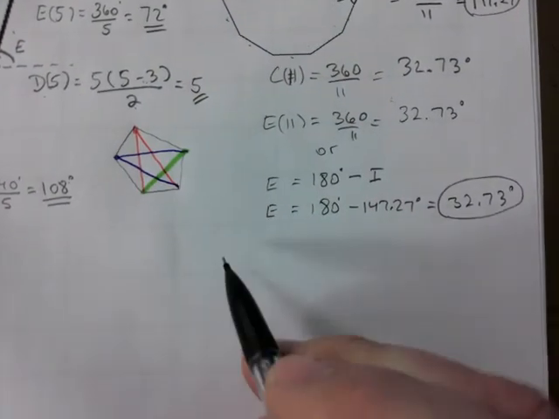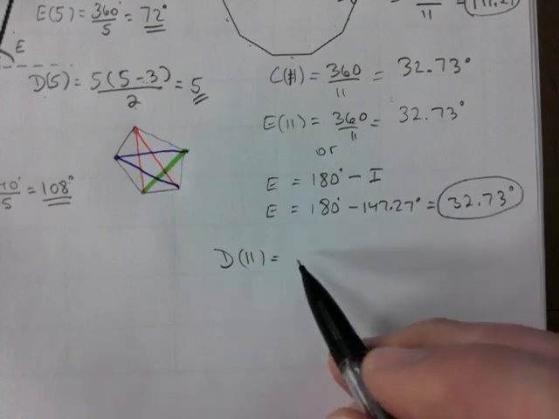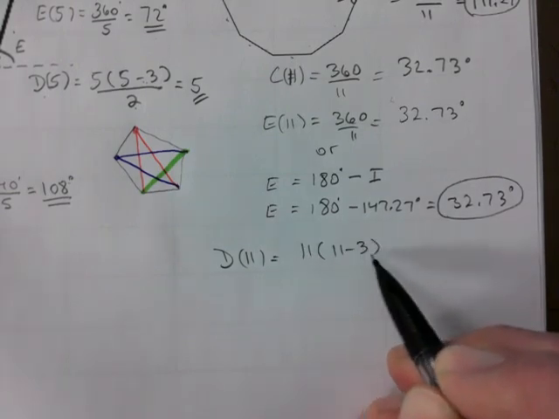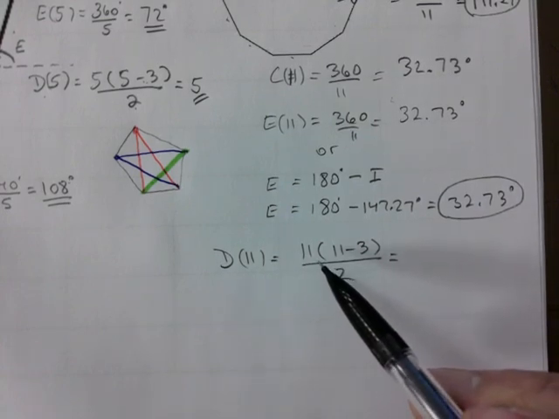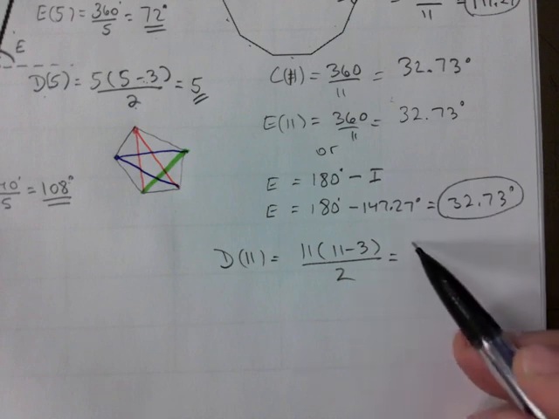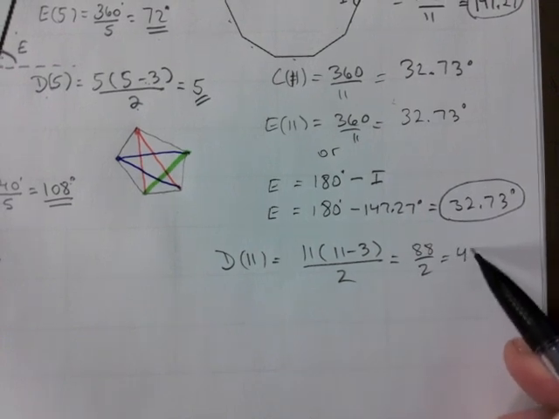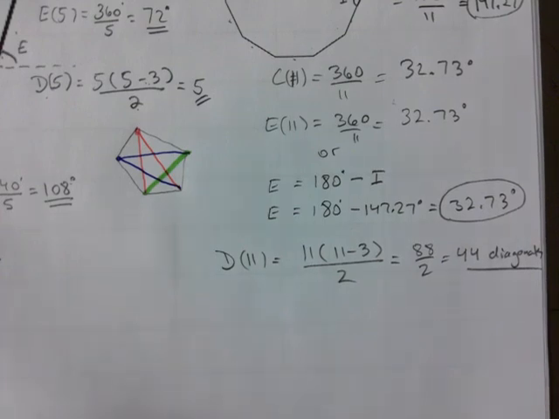And the diagonals, that would be n times n minus 3 over 2. That's 11 times 8, which is 88, divided by 2, which is 44 diagonals. Good luck with that. Right? Not missing one. Very hard to do.